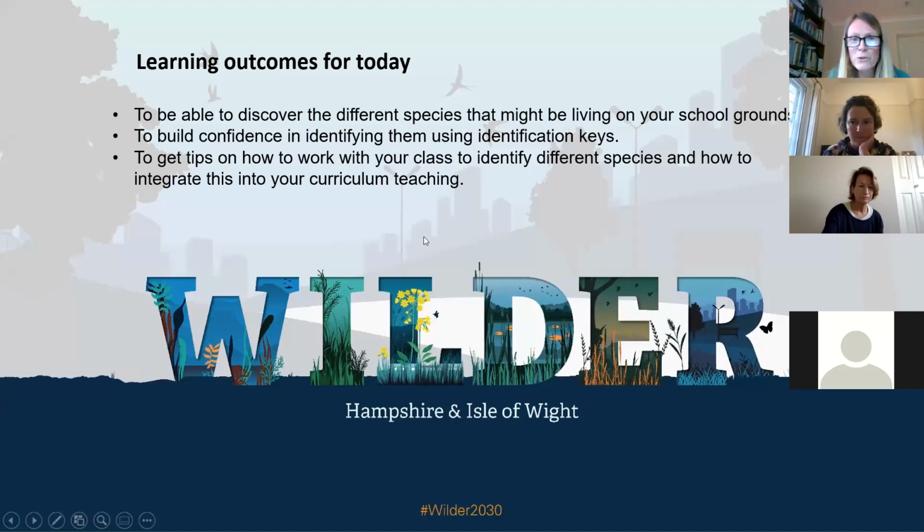So what we want to do this afternoon is have a think about how to find out which species might be living in your school grounds, and to build some confidence in identifying them with the children using a number of different identification keys. And hopefully we'll learn a few tips on how to work with the class to identify some of these different species and integrate those into our curriculum teaching.